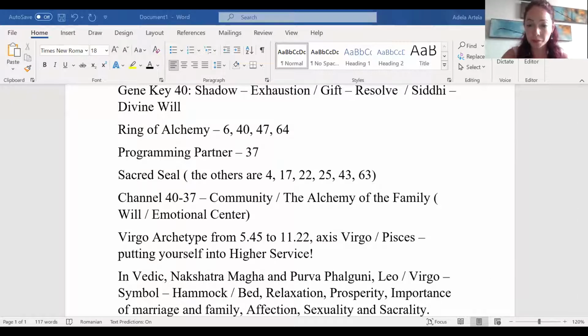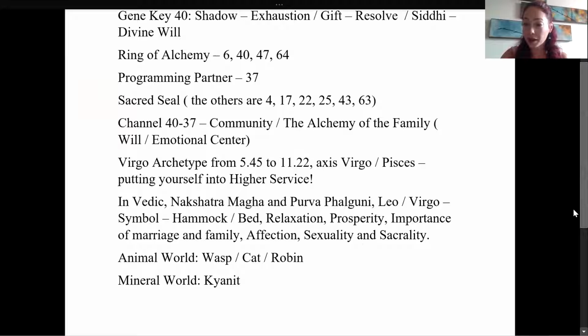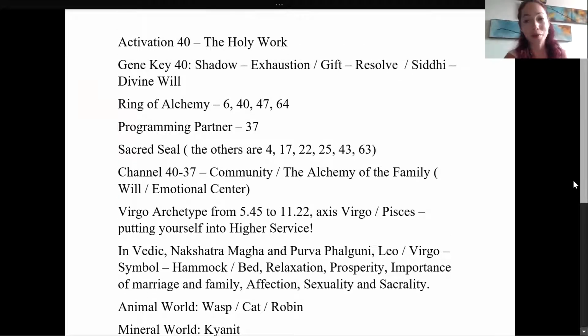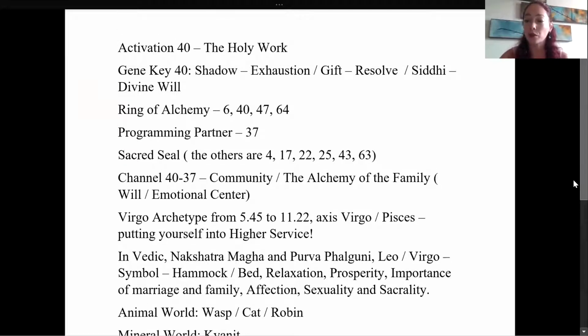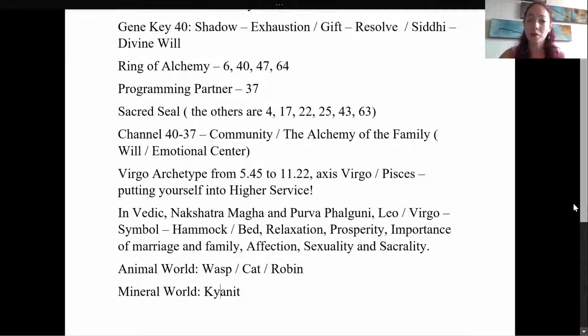So I'll share the screen and show you what I prepared for today. So the activation 40, the Holy Work. For me, 40 is a lot associated with putting yourself into higher service because it's a Virgo key, and we'll talk about that in a second.